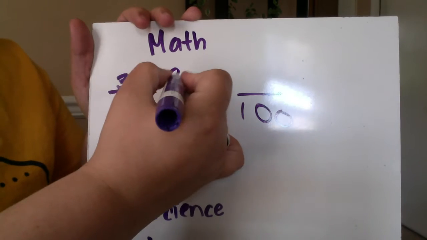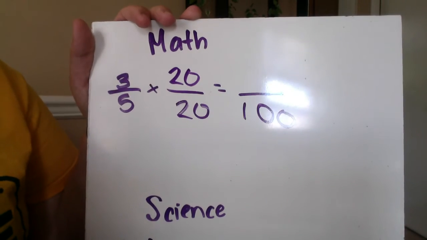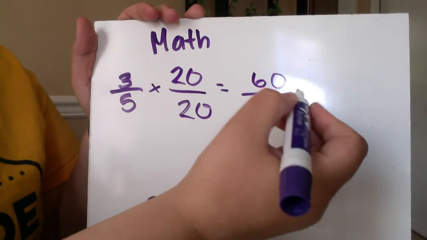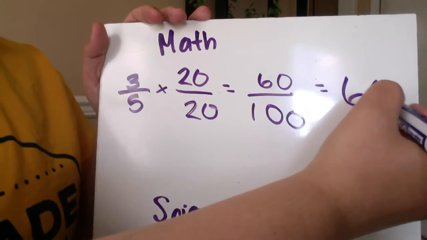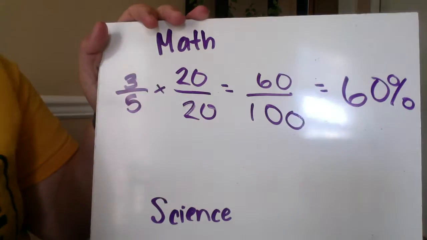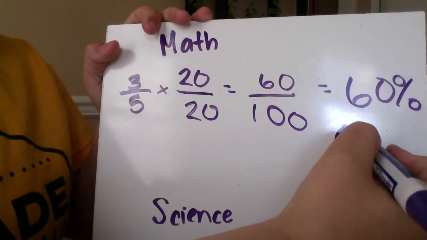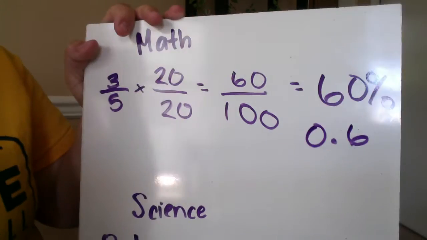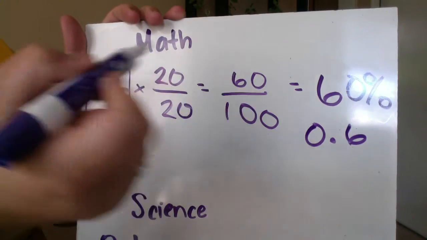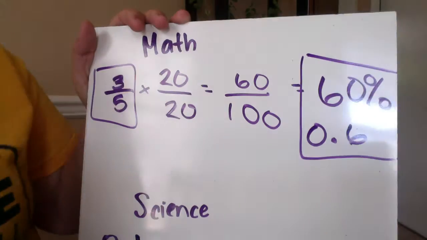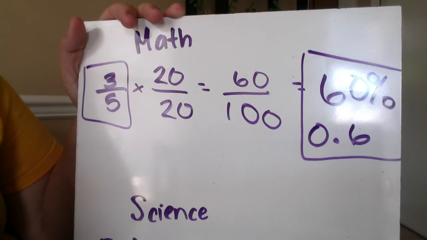So I need to multiply the same thing on top. 3 times 20 gives us 60. So 60 out of 100 is 60%. And then I can also write this as 0.6. So I've got my 3/5, my 60%, and my 6/10.